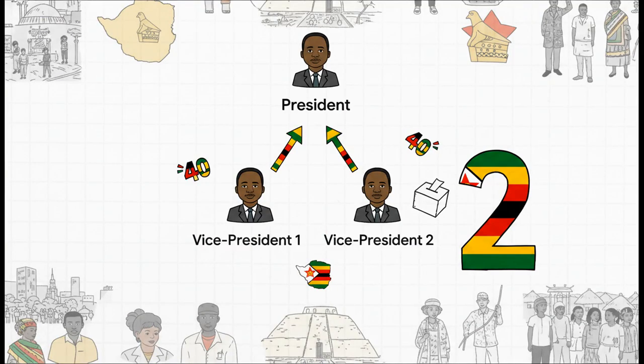And to help carry the absolute heaviest parts of the load, the Constitution says the president must appoint up to 2 vice presidents. Now, these vice presidents have to meet the exact same rules as the president. They've got to be citizens, be at least 40 years old, and be registered voters. They're there to assist the president every single day with whatever tasks need doing.